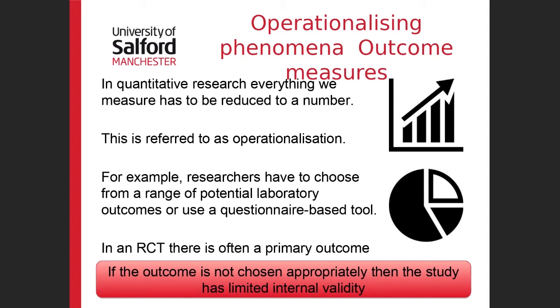So the word that people use in quantitative research for putting numbers onto things is what we call operationalization. So don't be put off by that term. It's just the way in which we quantify the phenomena that we are interested in. So I've said in the last few slides how we need to quantify every type of phenomena that we're studying.